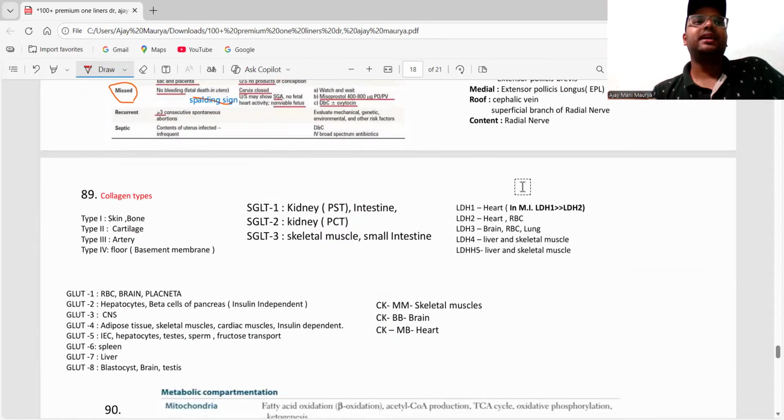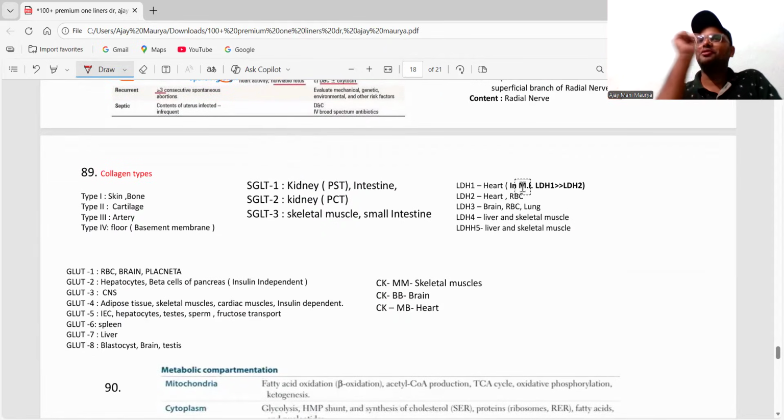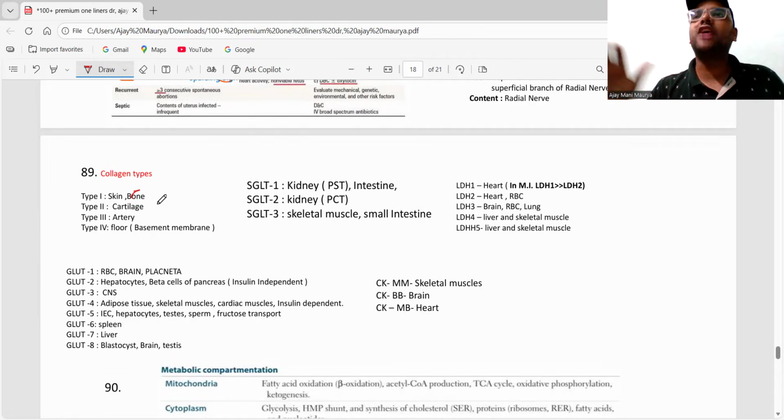Next one, the 89th one. I included many things here. Type 1 collagen: bone. Type 2 collagen: cartilage. Type 3: artery. Type 4: basement membrane, floor.